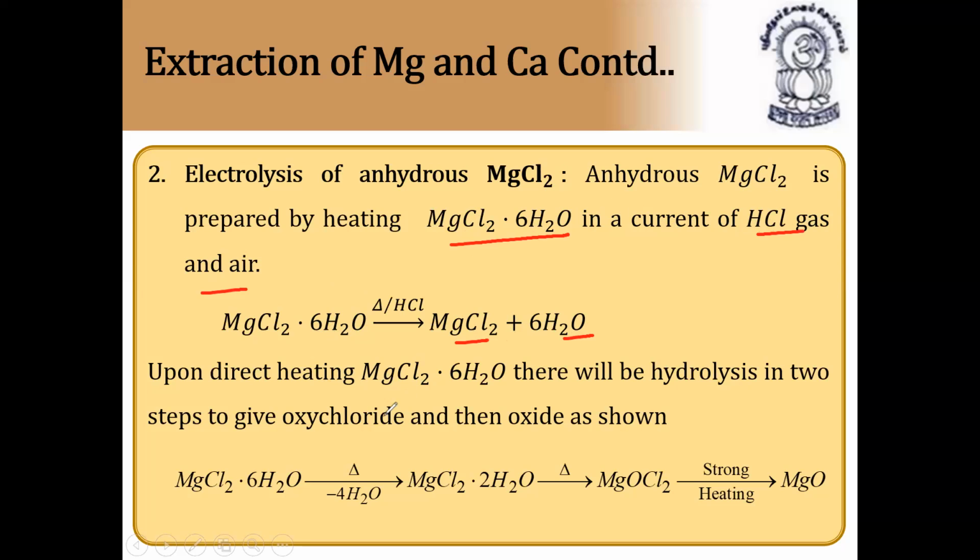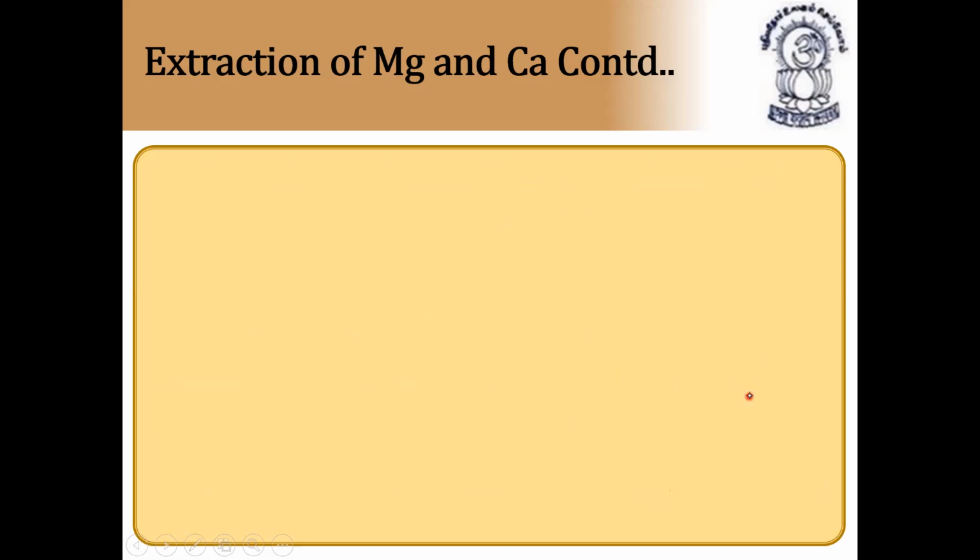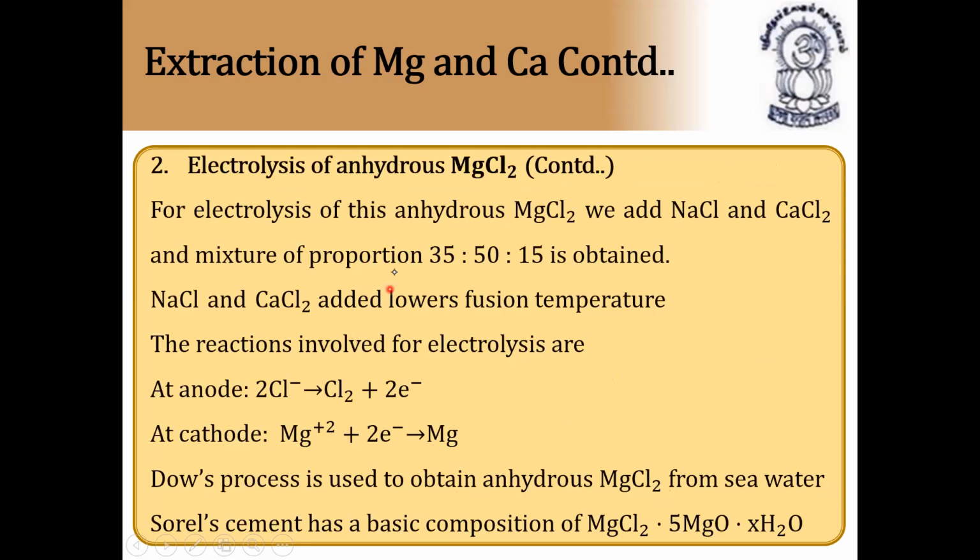Upon direct heating, MgCl2·6H2O forms MgCl2, then MgOCl2, and finally MgO, and MgO can be reduced by using reducing agents such as aluminum, calcium carbide, silicon, etc. So upon heating magnesium chloride hexahydrate, there will be hydrolysis in two steps to give oxychloride and then oxide, as shown. This is called magnesium oxychloride and then magnesium oxide.